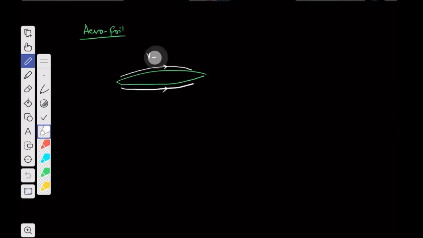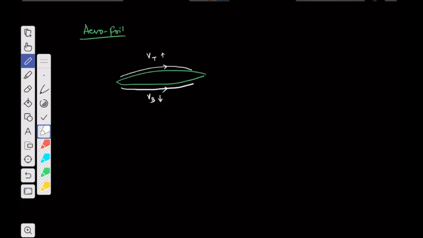Next thing that we need to know is called the aerofoil effect. The wings of aeroplanes are designed in a manner such that the air above and below them will not be moving with the same speed. Suppose the air above is moving with speed Vt, and below it is moving with speed Vb. And somehow we have managed to have the speed above bigger and below lower.